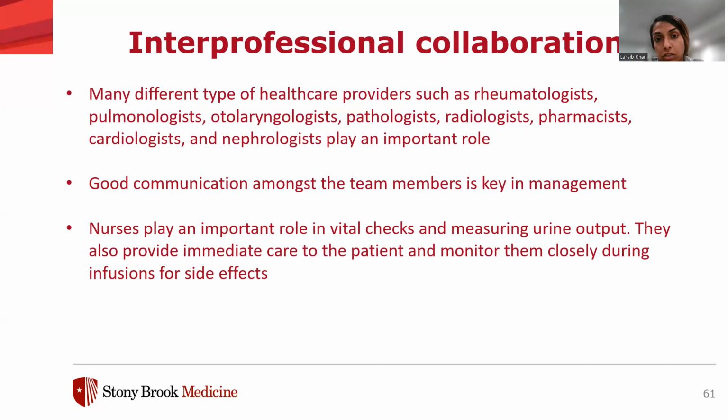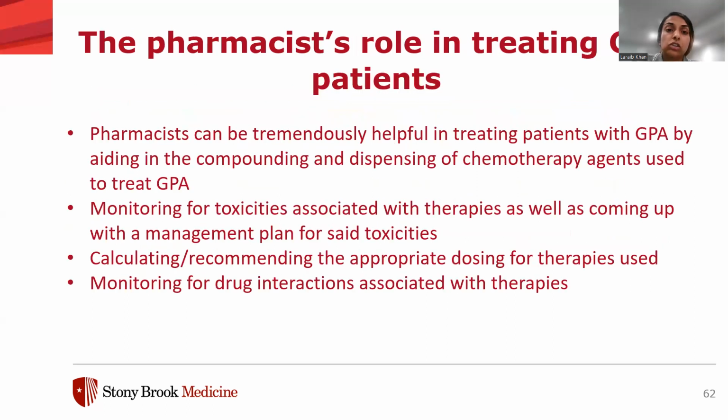But how can pharmacists play an important role in treating GPA patients? Pharmacists can be tremendously helpful in treating patients with GPA, by aiding in compounding and dispensing of the chemotherapy agents. As pharmacists, we're monitoring for toxicities and coming up with a management plan for those toxicities. We're calculating and recommending the appropriate doses for the therapies used. So if the patient has renal involvement, we're going to be renally dose adjusting the drugs for them. And we're also monitoring for drug interactions associated with these therapies.